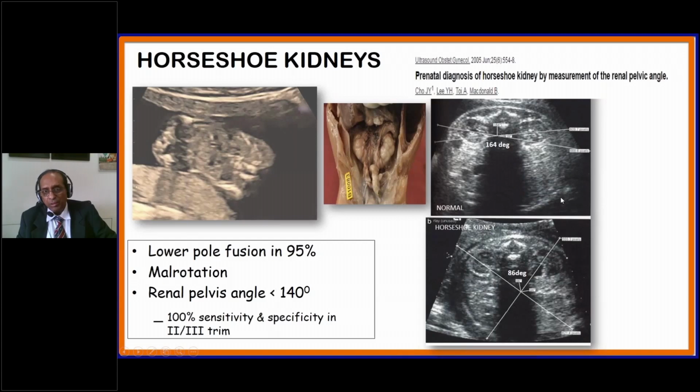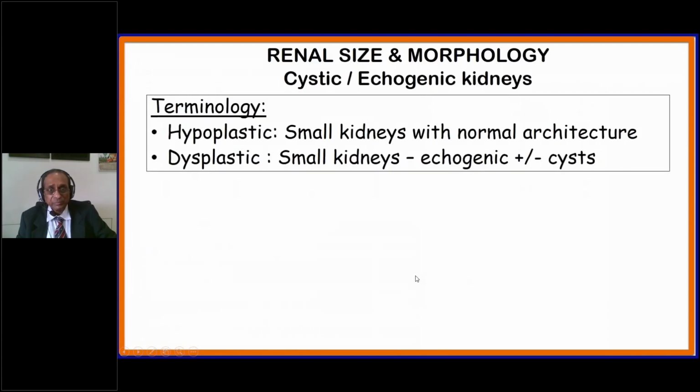Here's a transverse section of two normally placed kidneys where both renal pelvises are facing each other. If you draw a line from the axis of one renal pelvis to the axis of the other renal pelvis, this angle is 164 degrees. Whereas in this case, which is a horseshoe kidney, both renal pelvises are facing downwards and this angle is 86 degrees. So when the renal pelvis angle is less than 140 degrees, it has 100% sensitivity and specificity in the second and third trimester to identify horseshoe kidneys.